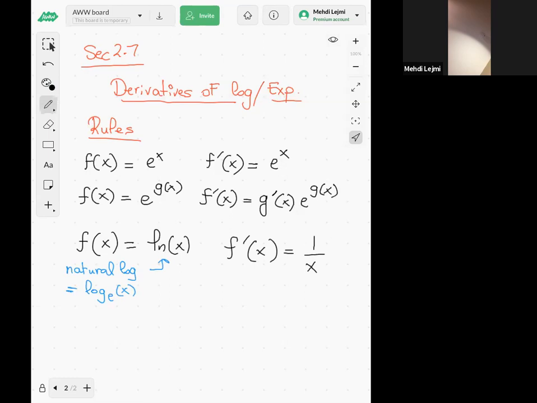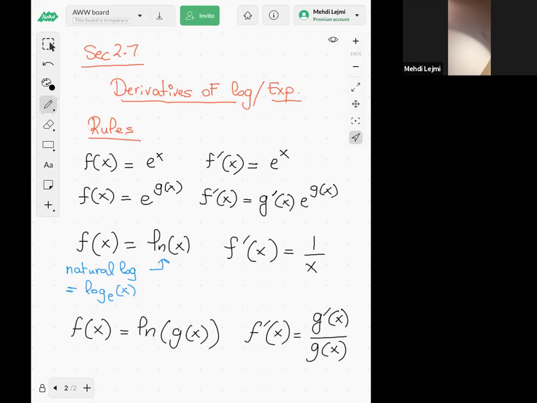And as a consequence of the chain rule, if you have f of x equal to natural log of some function g, so natural log of g of x, then f prime of x is actually equal to g prime of x over g of x. Right? And so we had an exercise about the derivatives of log.